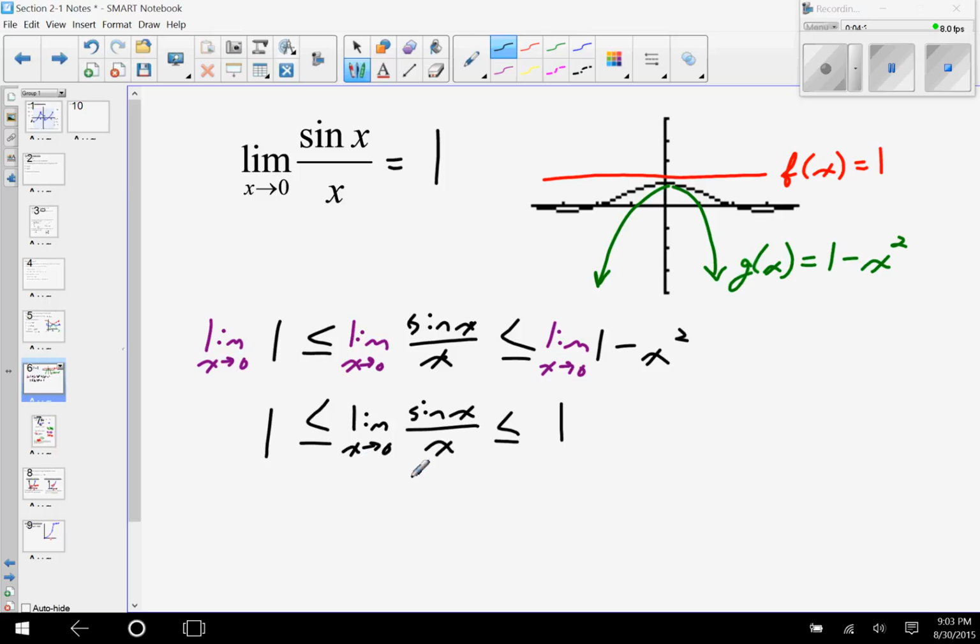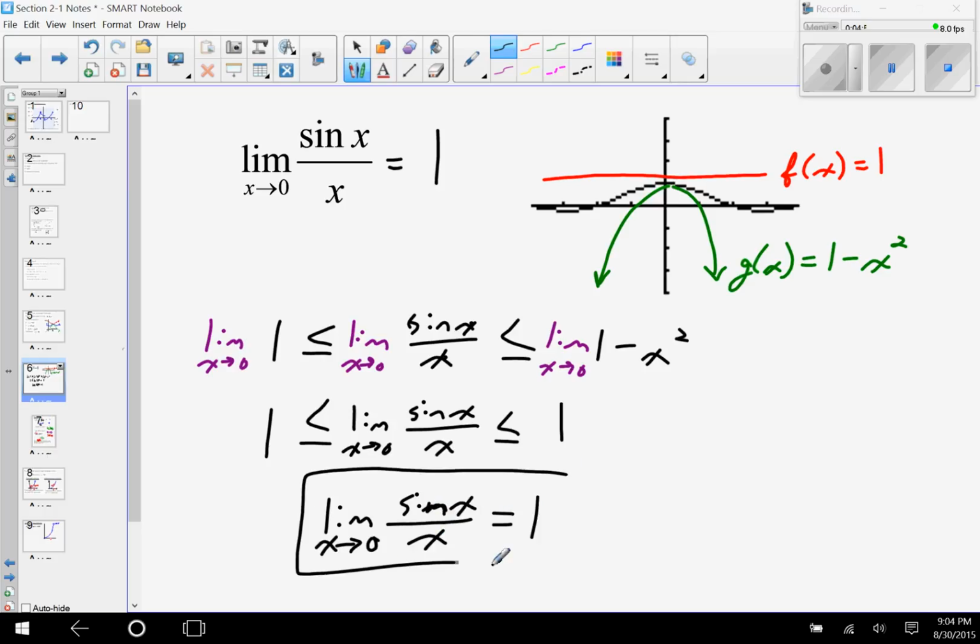So my limit as x approaches 0 of sine of x over x is always going to be between 1 and 1, which means we have now algebraically shown that the limit as x approaches 0 of sine of x over x must equal 1. And that's the key here, is this is proven algebraically.